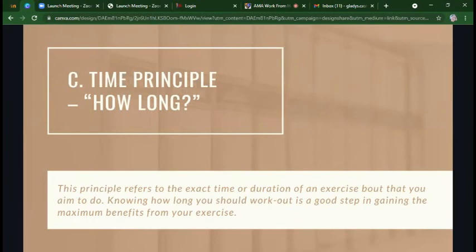So how long? This refers to the exact time or duration of an exercise that we aim to do. Knowing how long we should work out is a good step in gaining the maximum benefits from the exercise.